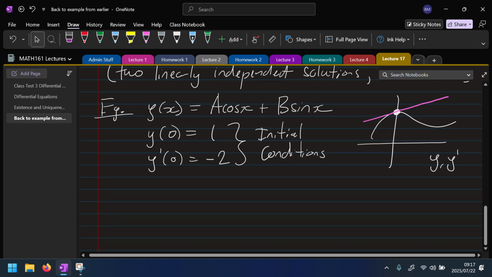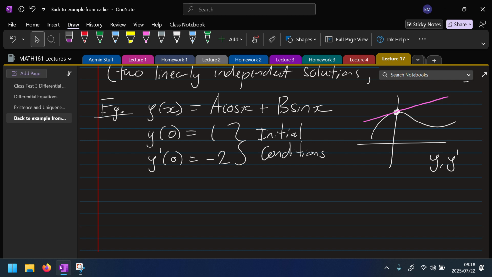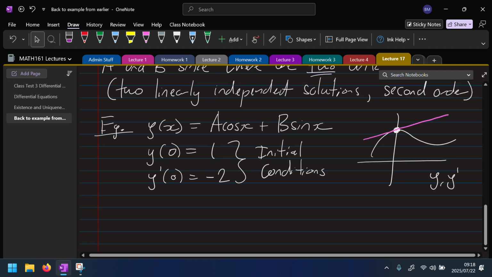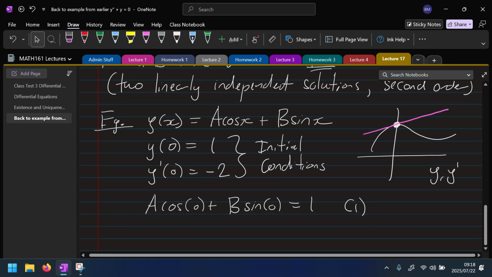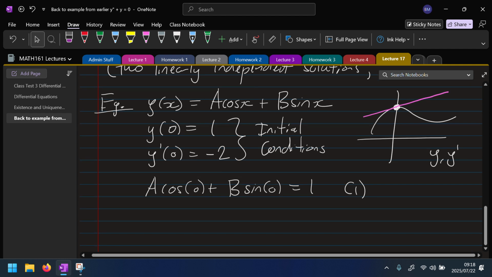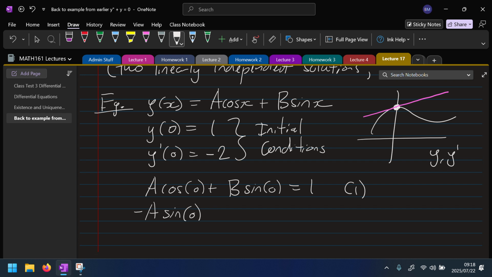Okay, so let's see what we do. Well, two equations, two unknowns, right? We solve it simultaneously. So first equation, y of 0 is 1. So we're going to have A cos 0 plus B sin 0 is 1. We call that equation 1. And y prime of 0 is minus 2. So we need to take the derivative. So we're going to have minus A sin 0, and then the derivative of sin, that will be cos, plus B cos 0 is minus 2. Equation 2. Two equations, two unknowns, we can solve simultaneously.